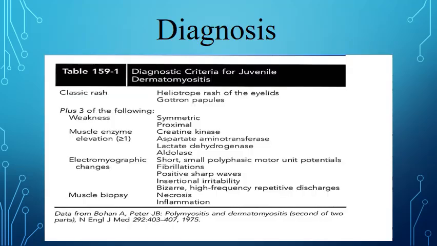نيجي بقى للdiagnosis of juvenile dermatomyositis. Diagnostic criteria for juvenile dermatomyositis include the classic rash, heliotrope rash of the eyelid and the Gottron papule, plus 3 of the following: weakness, which must be symmetrical and proximal; muscle enzyme elevation, may be more than one, as creatine kinase, aspartate aminotransferase, lactate dehydrogenase, and aldolase; electromyographic changes; and muscle biopsy, which shows necrosis and inflammation.